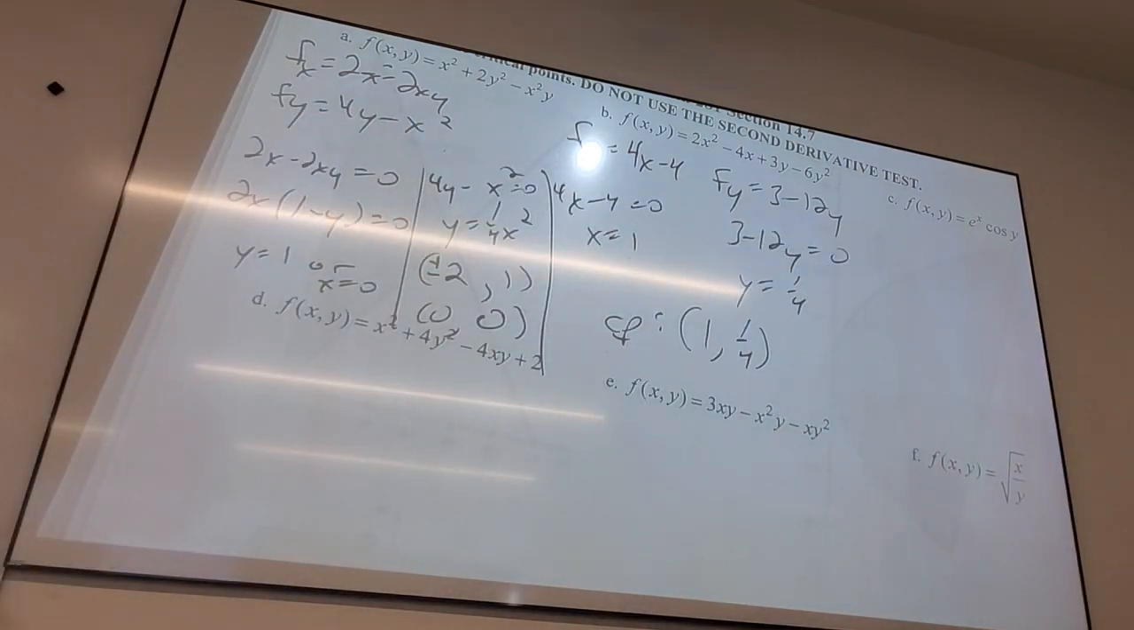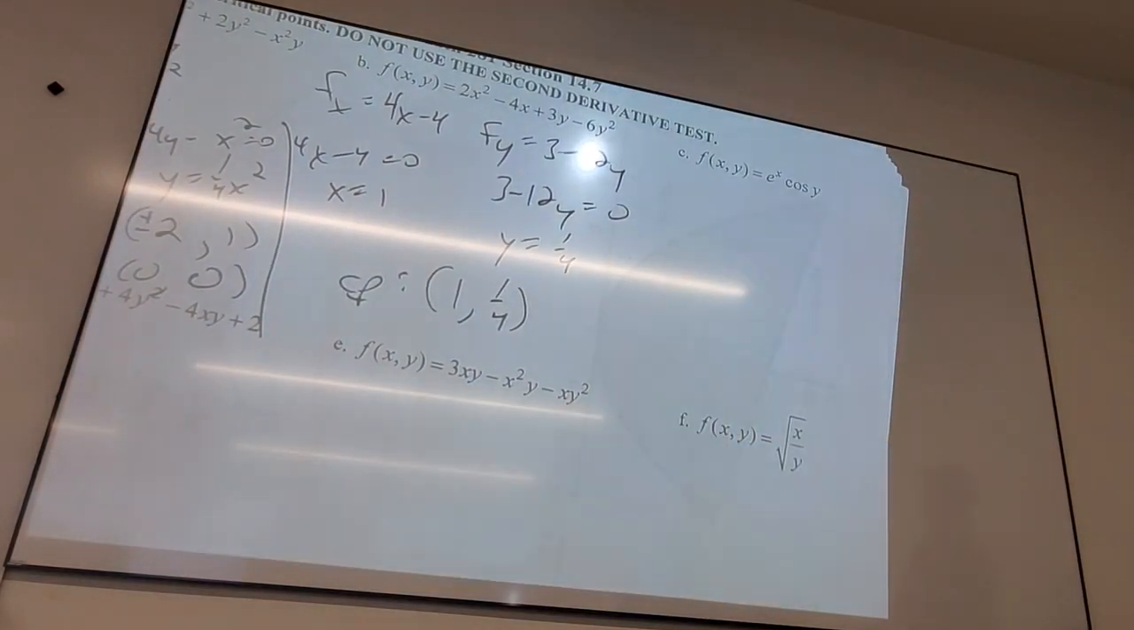How are you guys feeling so far? I mean, obviously this is a little harder than 180 was, but not that much harder. At least not yet. All right, try out part C.